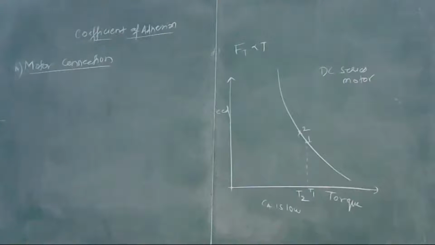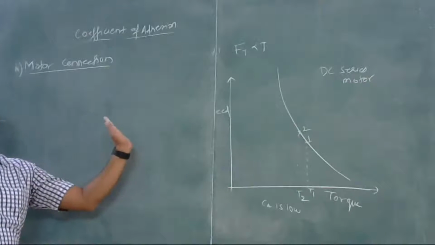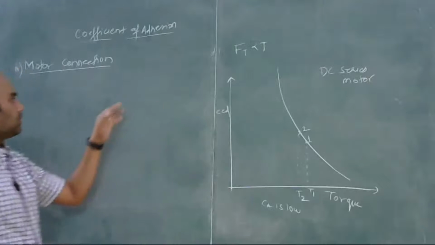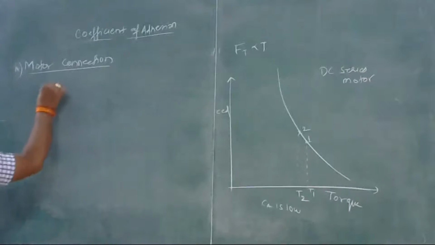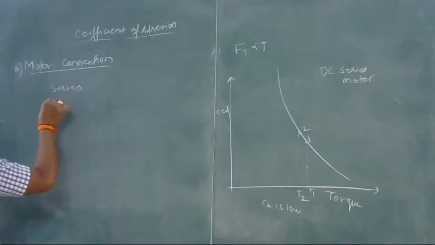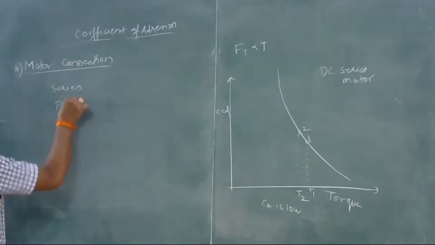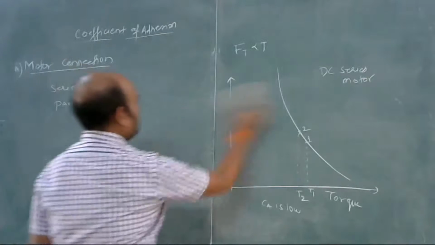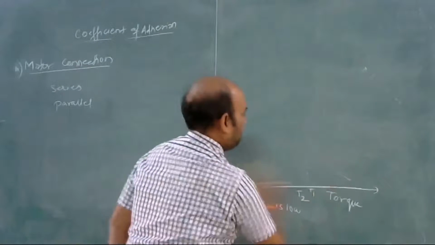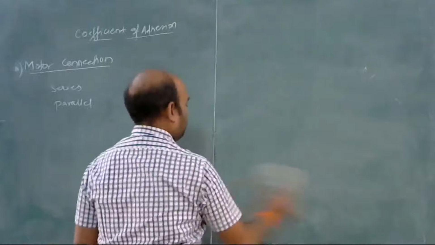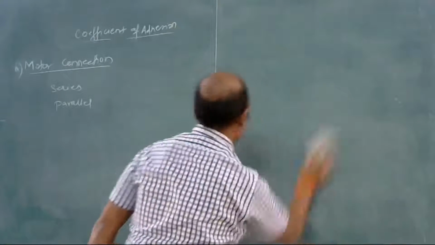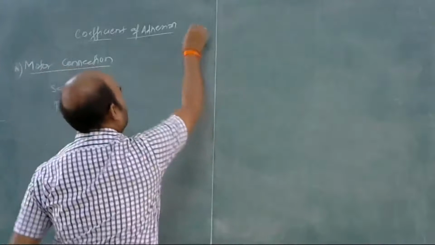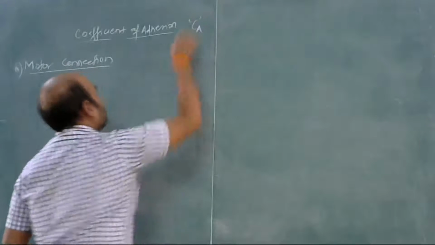Okay, so in traction drive, more than one motor is connected. These motors can be connected in series or in parallel, or a combination of series and parallel. So we will see the effect of this combination on CA. Okay, so this is the coefficient of adhesion.